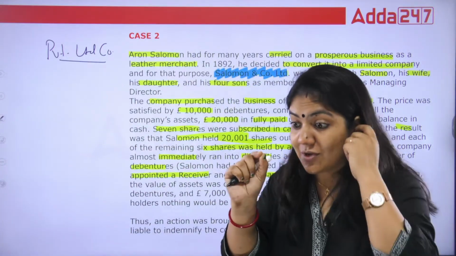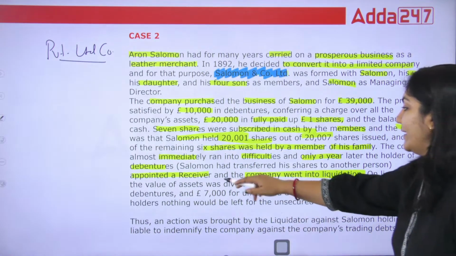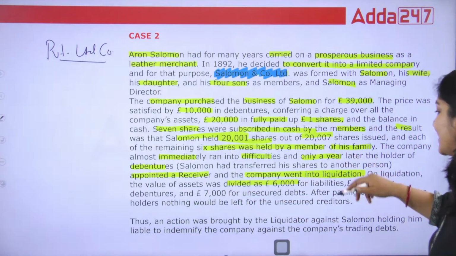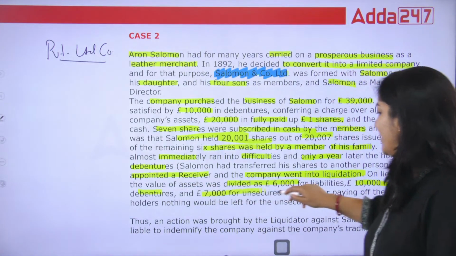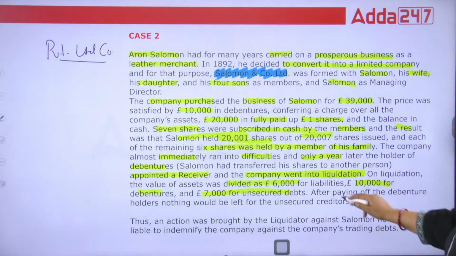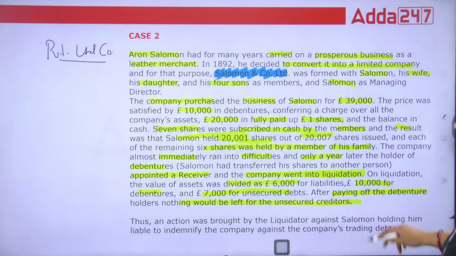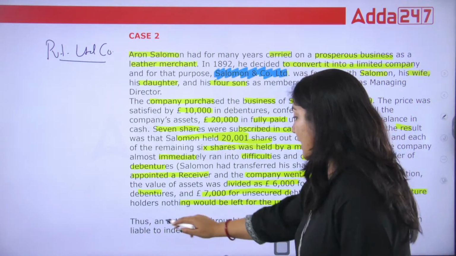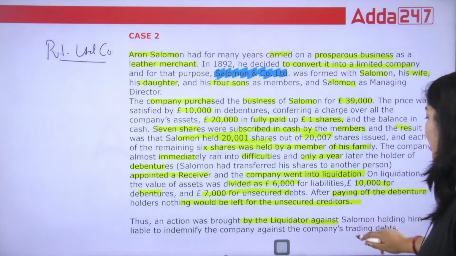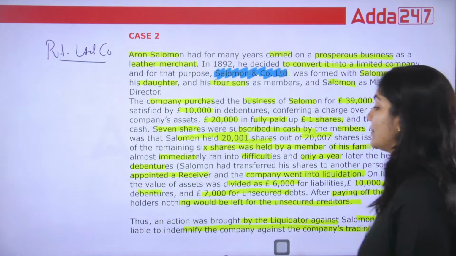Just note down this point. On liquidation, the value of assets was divided at 6,000 for liability, 10,000 for debenture, 7,000 for unsecured debt. After paying off the debenture holder, nothing would be left for the unsecured creditors. Unsecured means a debt for which we have not given security. Thus, the action was brought by the liquidator against Solomon, holding him liable to indemnify the company against the company's trading business.